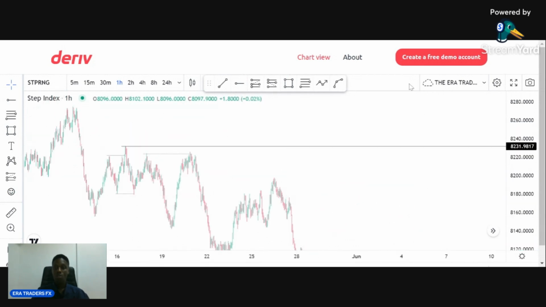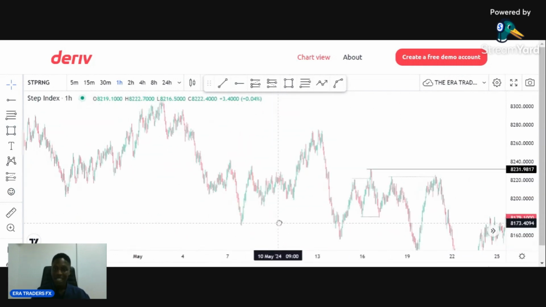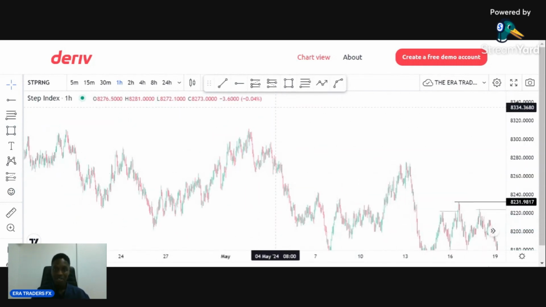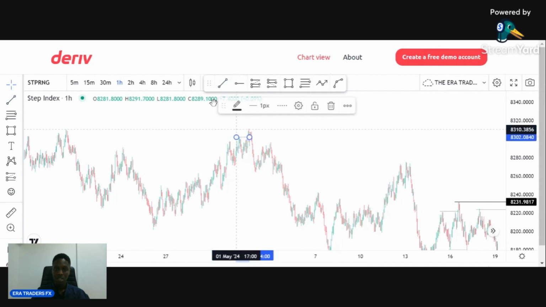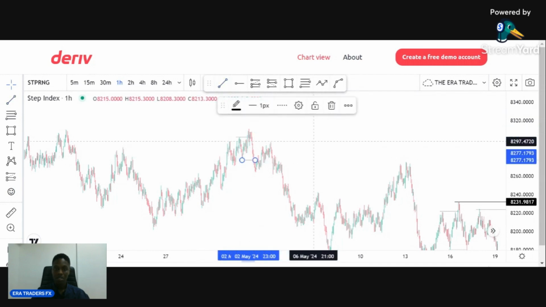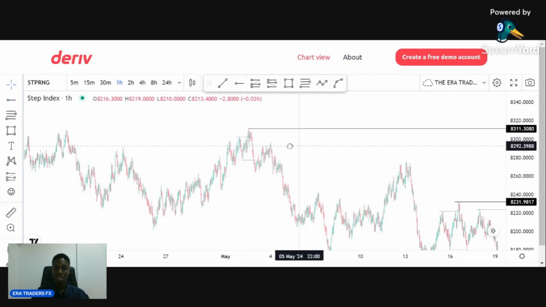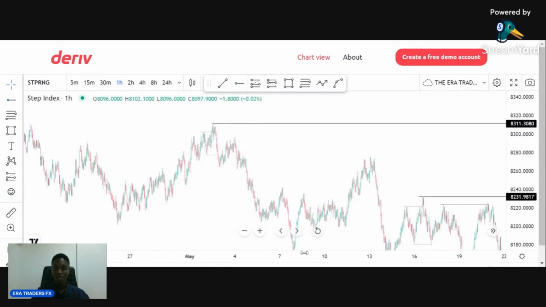I don't know if I've shown you enough, but there are a lot of them swept. Break of structure to the down. Then we're not expecting this high to be taken out. We are expecting this is a strong high. The market never took it out, it went down.